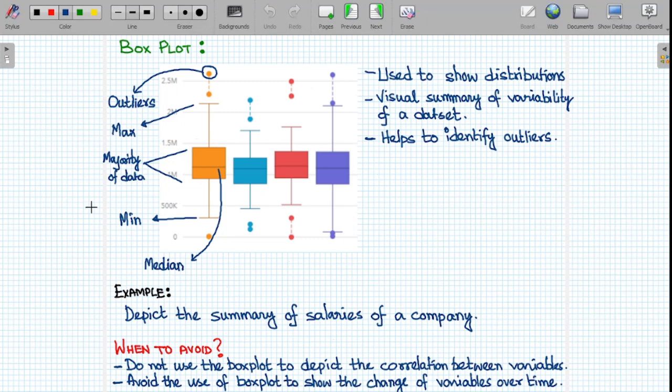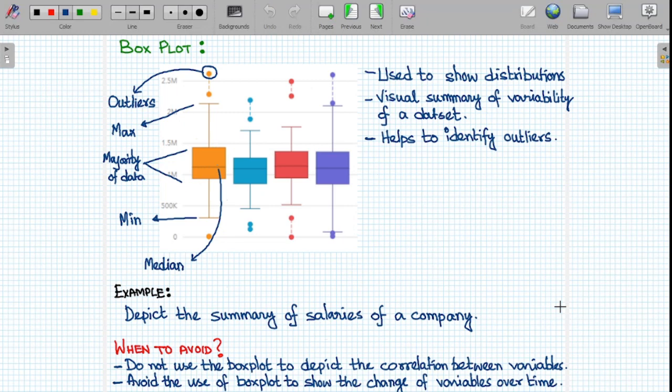Box plot provides a number of statistical information from a dataset. It provides outliers, maximum and minimum values, where the majority of the data lies, and the median of the data as well. Hence, it is a very important plot to get statistics of your dataset. If we want to depict the summary of salaries of a company, we can easily do so by using box plot. Hope you have realized what will be the use cases for plotting box plot.